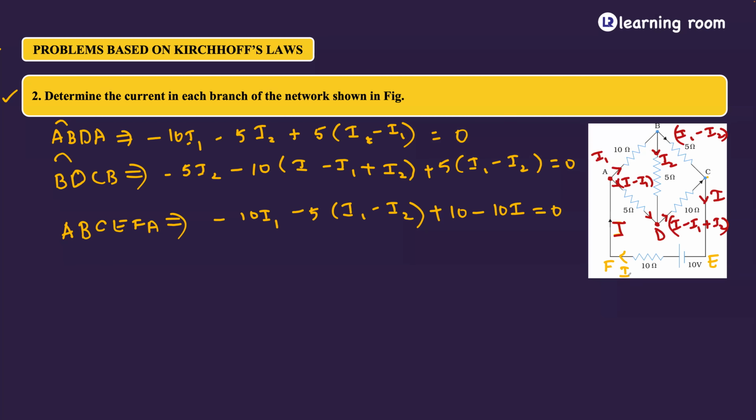When you go from E to F, you're walking in the direction of current. No, the 10 is not a resistor. That is what I told you. It is not a resistor. Whenever you have a battery, you will directly write the potential difference.